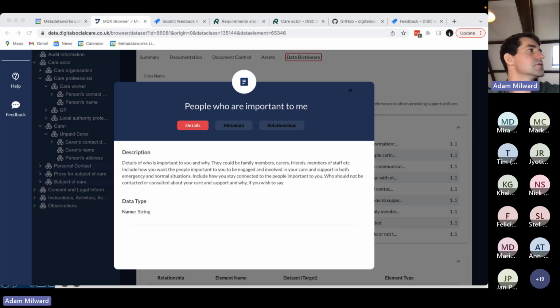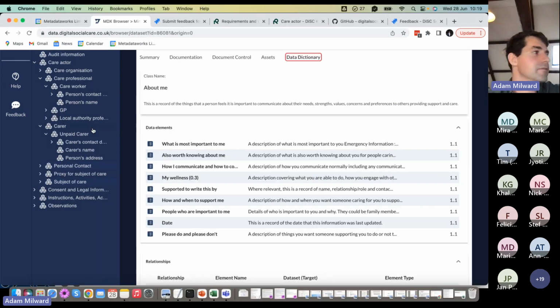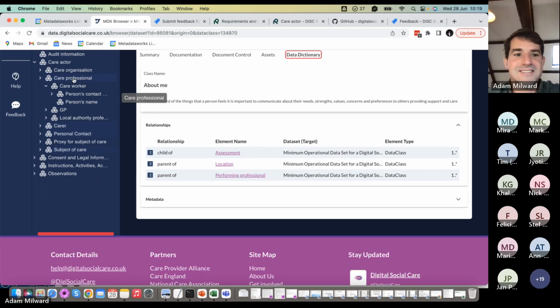The next one is care organisations. So let's just have a quick look at that. And maybe Jyoti, if you get the survey going while we go through it, that'll give people a bit more time to do the survey. Thanks.